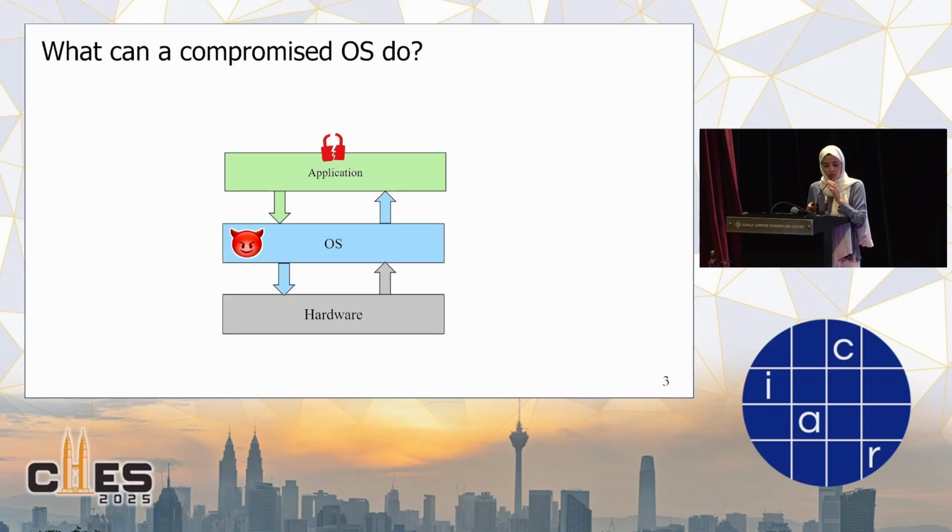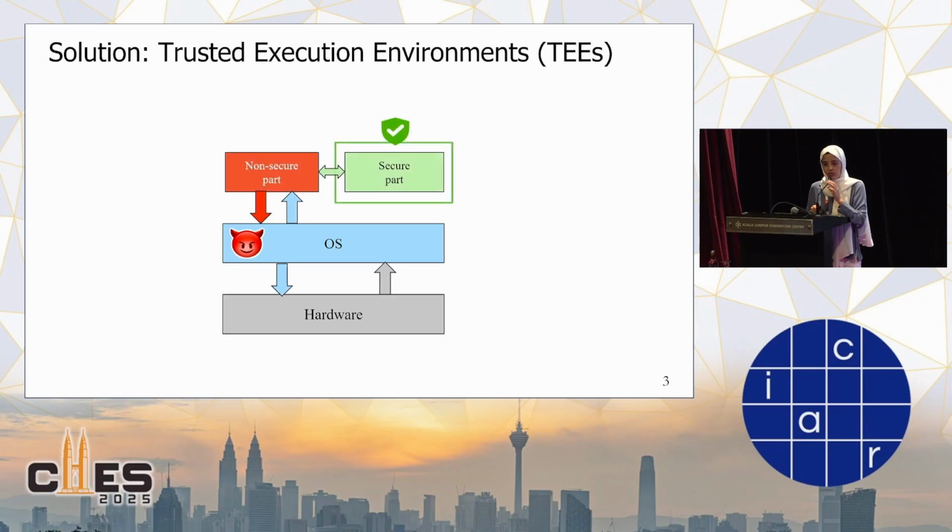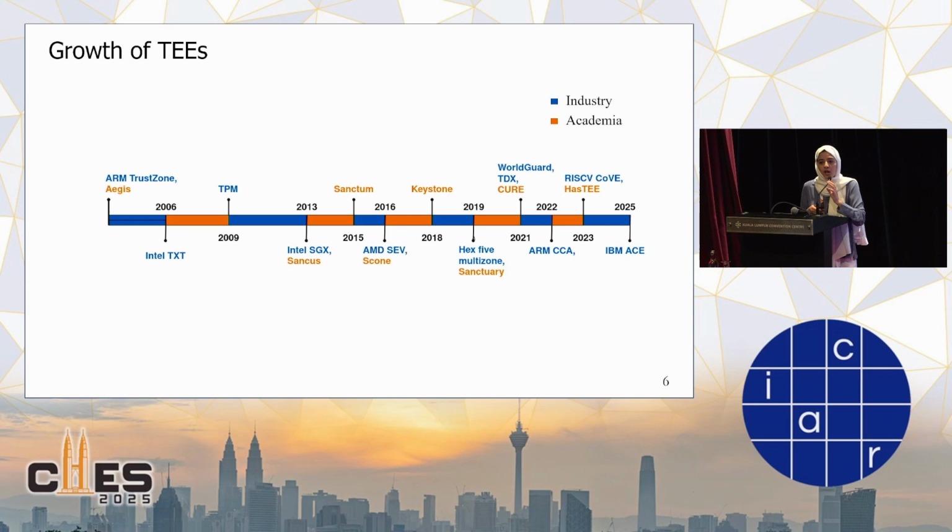Luckily, we have a solution for this, and the solution is trusted execution environments, which partition an application into secure and non-secure parts and execute the secure parts in an isolated environment, commonly referred to as an enclave, in a way that even the OS is not able to access its contents. So this protects our application from the compromised operating system. For the past 2 decades, we have seen an explosion of TEEs, with both industry and academia coming up with different designs, and this innovation is expected to grow in the future.